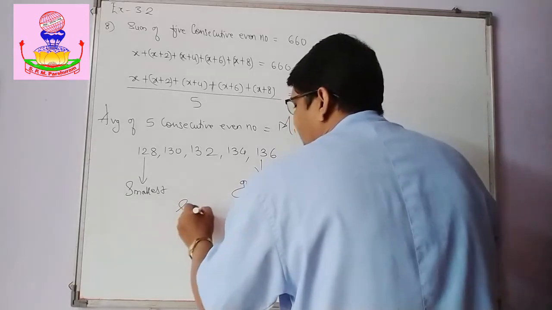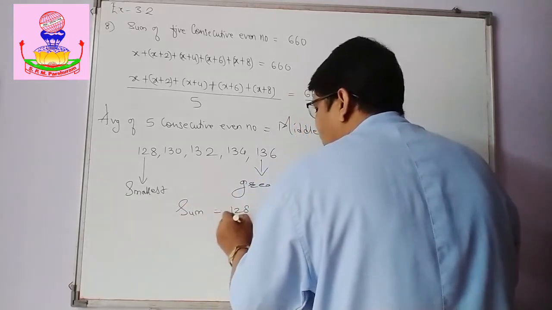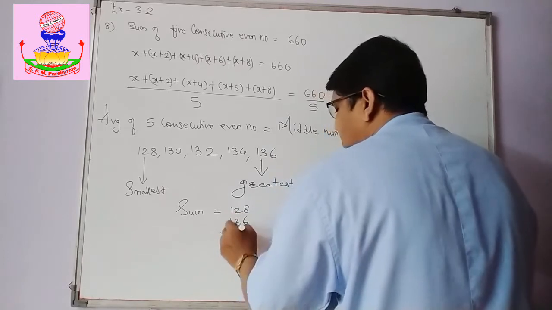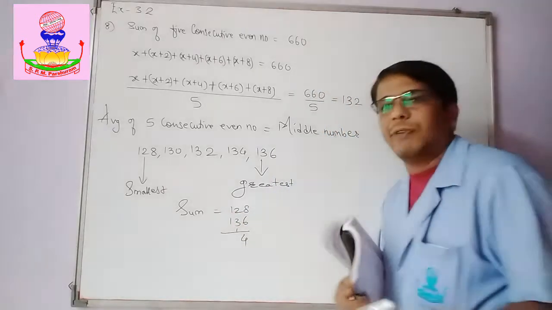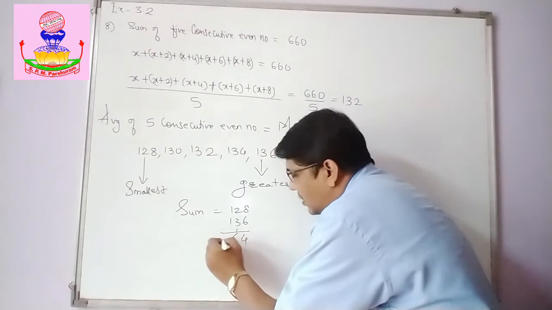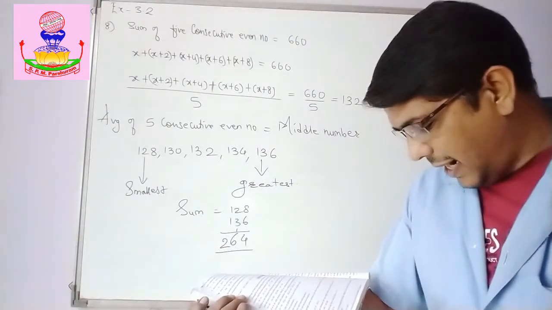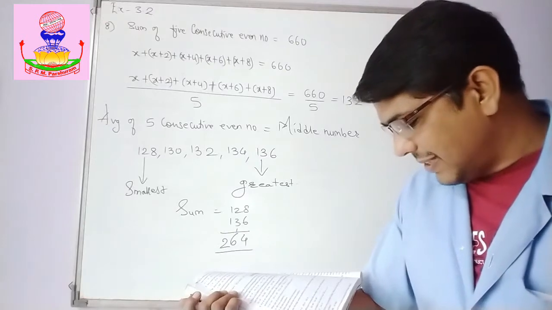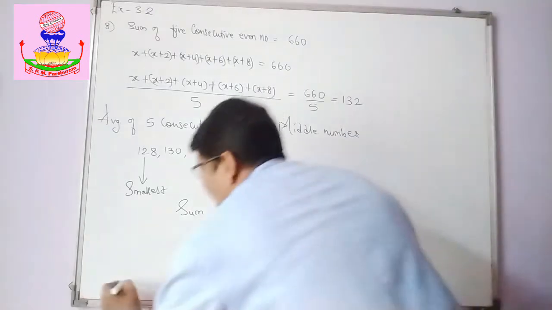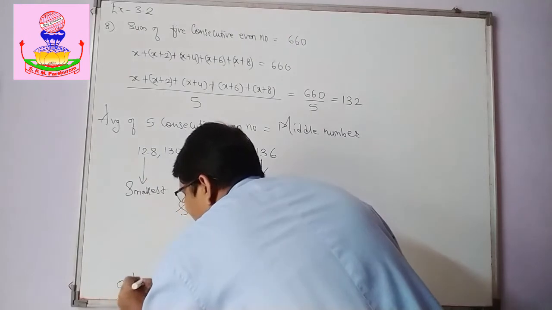Right? So their sum, 128 plus 136. 8 plus 6, 14, 3 plus 2, 5 plus 1, 6 and 1 plus 1, 2. So the sum is 264 and option number 2. Yes, option 2.